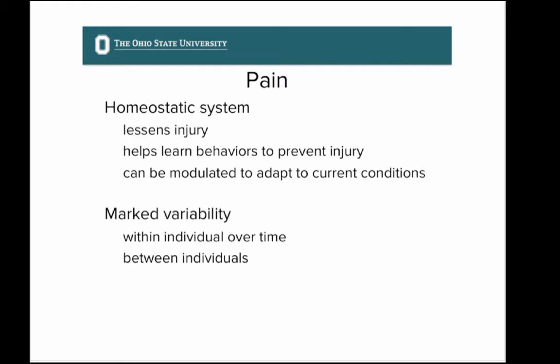This results in the fact that the pain homeostatic system varies markedly within an individual from one time to another, depending on the circumstances. It also means that there's a wide variety between individuals in the set points of the pain system. So some people have a high pain tolerance and others do not.